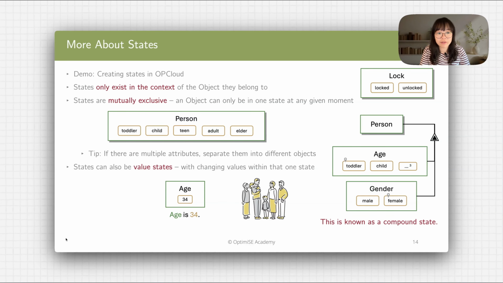Now I can change age to other values as well, and the OPL would change depending on this particular value. And value states are very common in simulation and computation, where these values are programmatically changed based on some predefined logic.